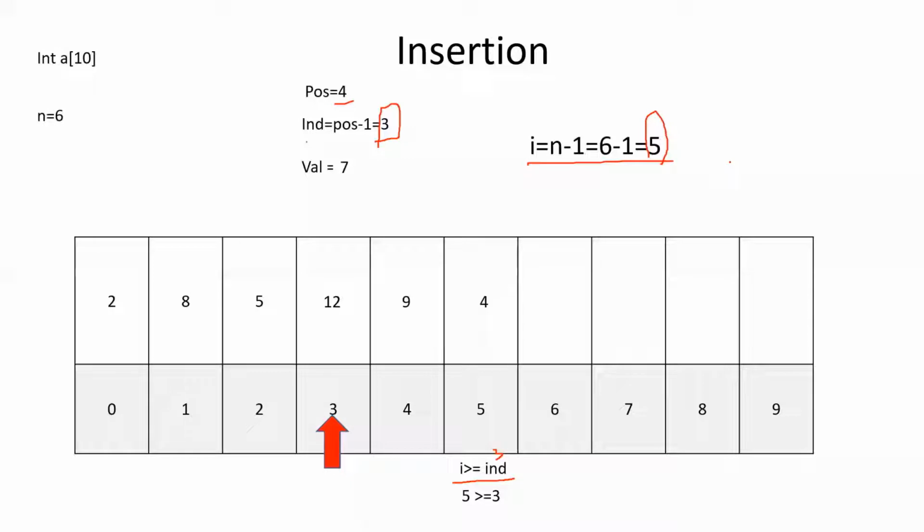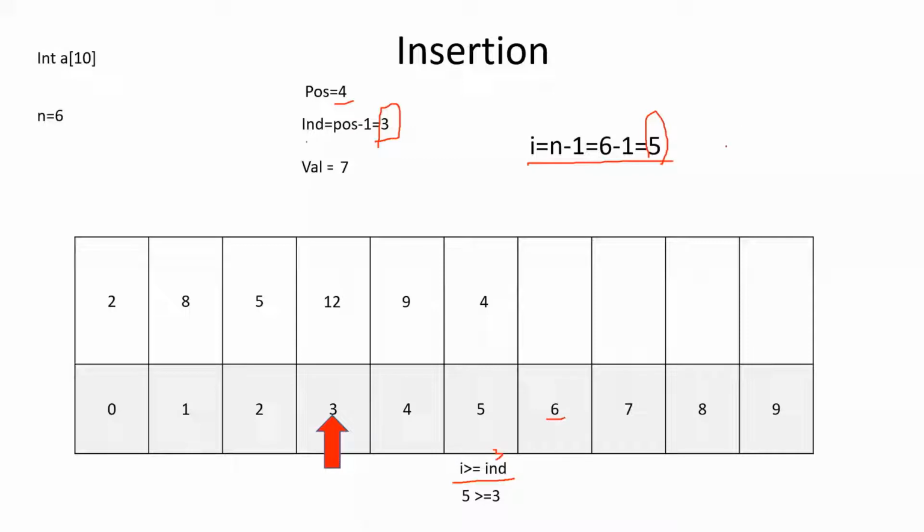Tejas, you are supposed to answer. What is A of I? A of 5, ma'am. A of I, A of 5. The number at that position is 4, right? What is A of I plus 1? I plus 1 is, current value of I is 5. I plus 1, 5 plus 1, 6, right?